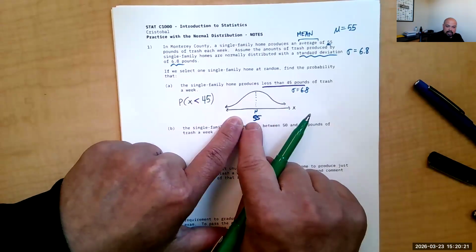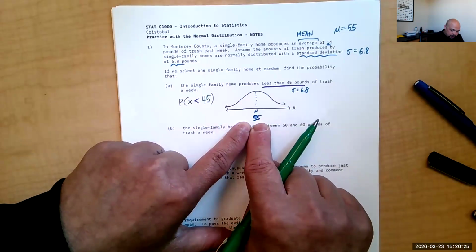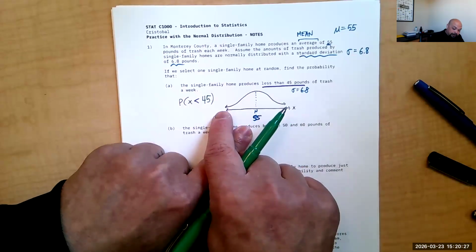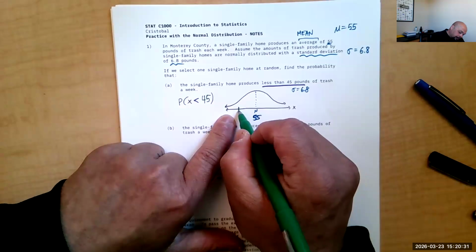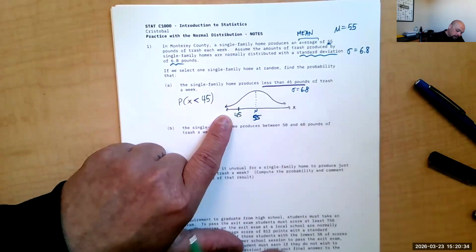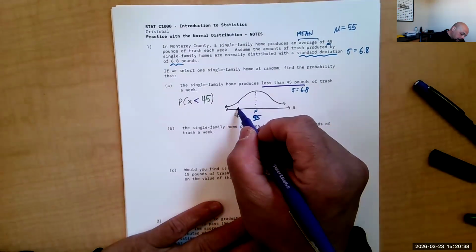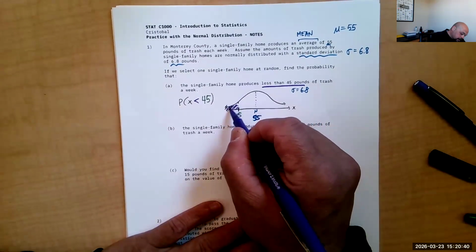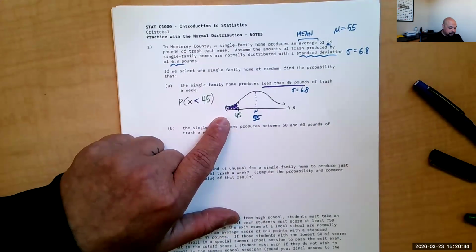We can scale later, but let's get an idea. 55 is in the middle of our number line, from smaller values to greater values. 45 is going to be on the left side. I'll generically place it right about here. There's my 45 pounds, and we want to be less than that amount. So we're looking at all these values to the left, and that's the area we're looking for.